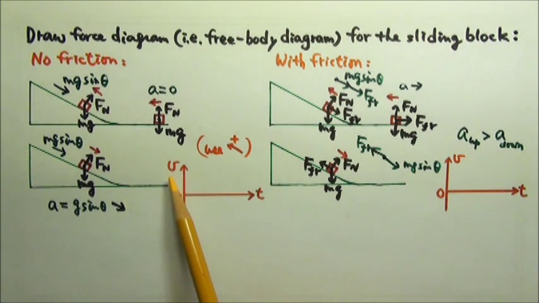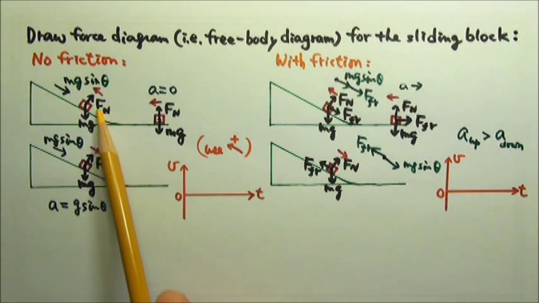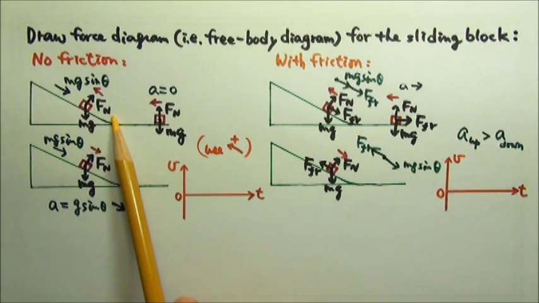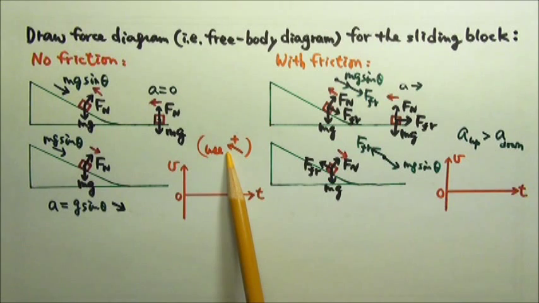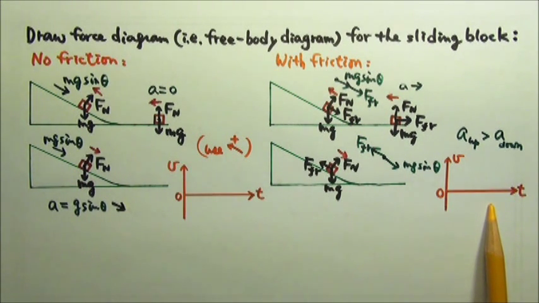Now see if you can draw a velocity as a function of time graph for the block sliding up and then back down the incline. Use up the incline as the positive direction. Do one graph for the no friction and one graph for with friction.